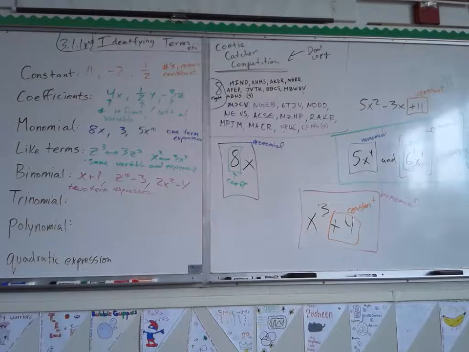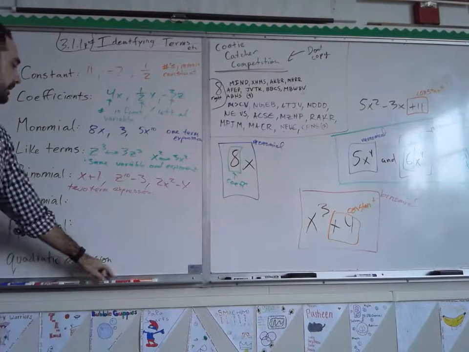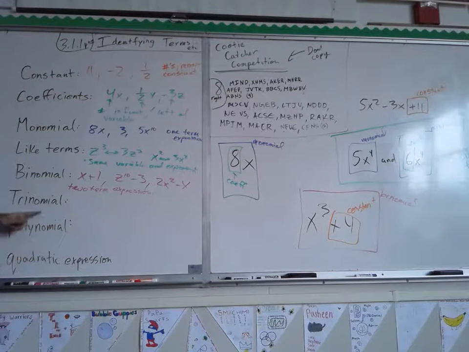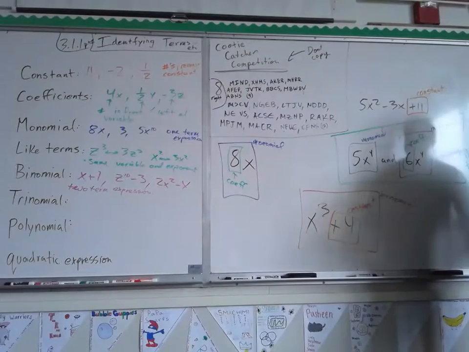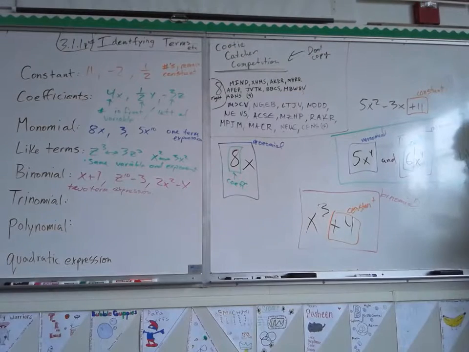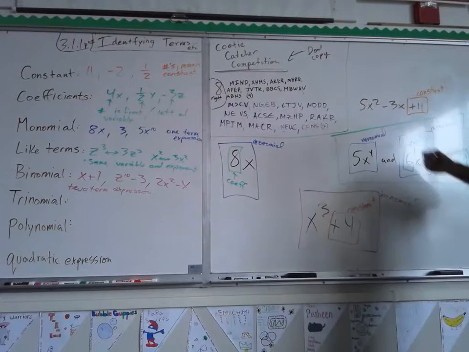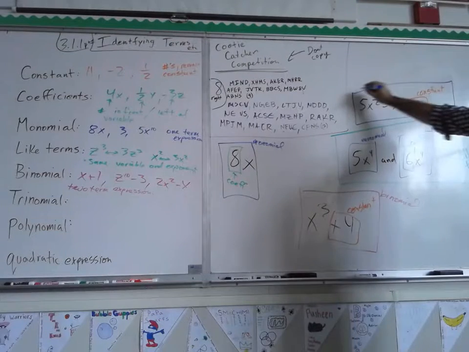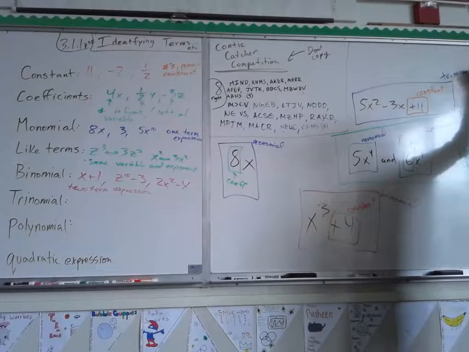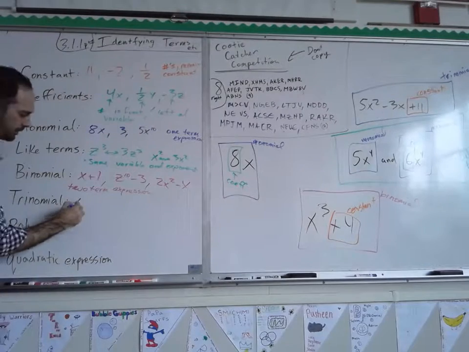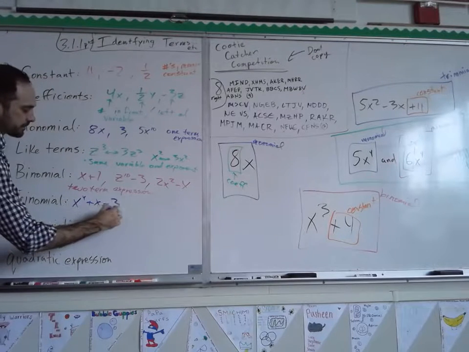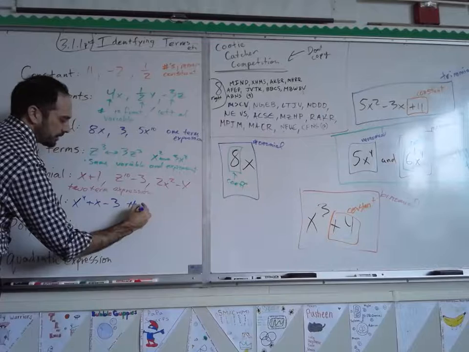All right. How about trinomial? Somebody name it up. Trinomial? What is tri? What does tri mean? Three terms. So which one is it? 5x squared minus 3x plus 11. Thank you. That's three terms. Trinomial. Good. All right. We'll go x to the 4th plus x minus 3. That's a trinomial. It's just a three-term expression.